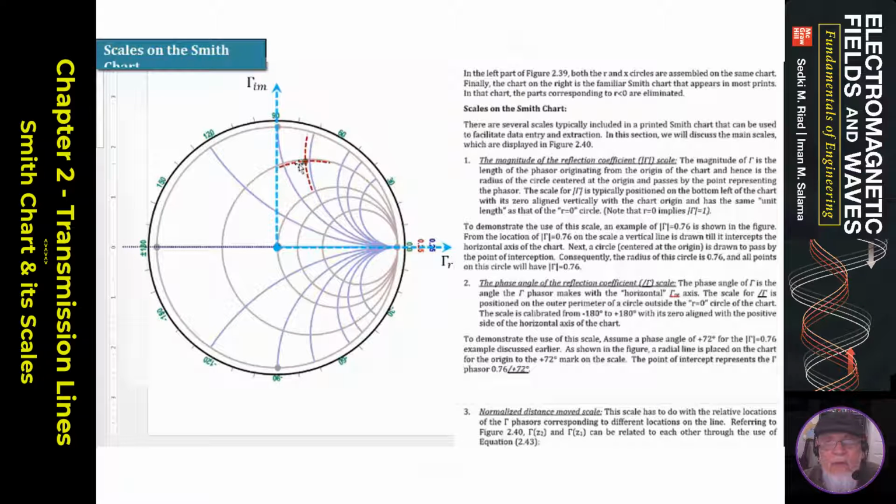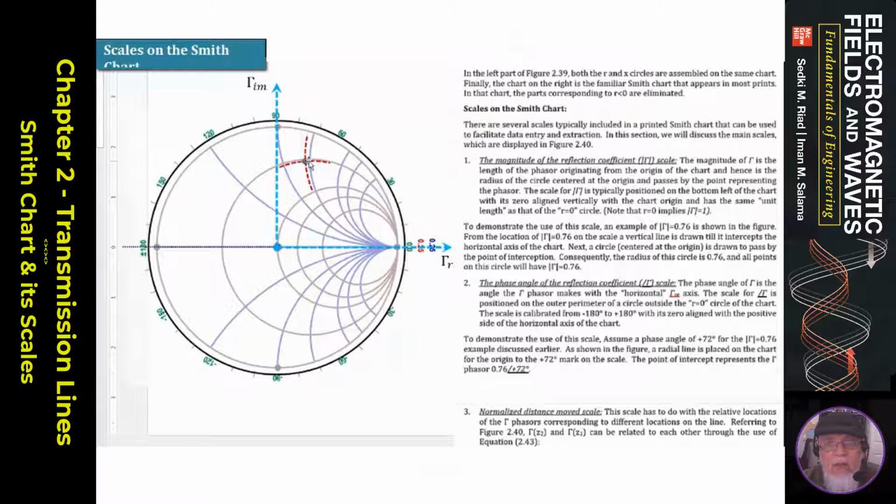So this is a given R. The circle is right there. I'm not showing the whole circle, I'm just showing part of it. And this is a given X circle. And the intercept is the location where R is equal to that much and X is equal to that much. In other words, that's the impedance of that given value. These are normalized values, don't forget.